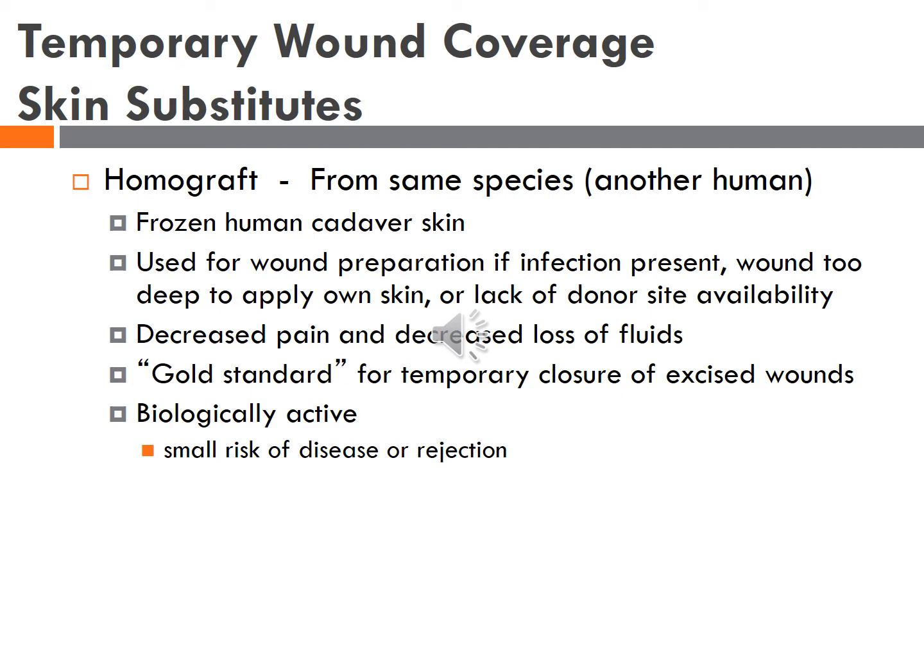Let's talk about temporary wound coverage skin substitutes. The first type is a homograft, so from another human or a frozen human cadaver skin. Homografts are used for wound preparation if there's infection or the wound is too deep or the patient doesn't have available skin to donate to themselves. Homografts decrease pain and decrease loss of fluids, and they're kind of the gold standard for temporary closure. They're biologically active, so there is a small risk of disease or rejection.